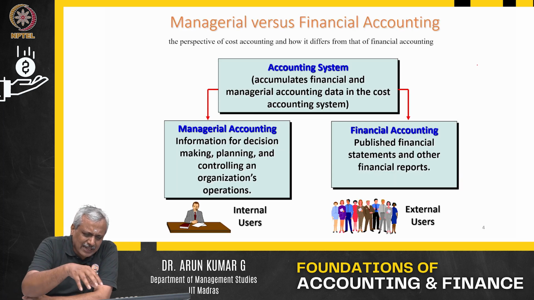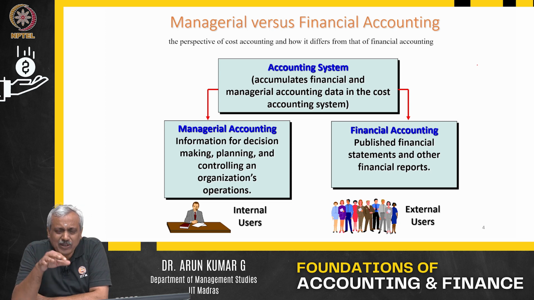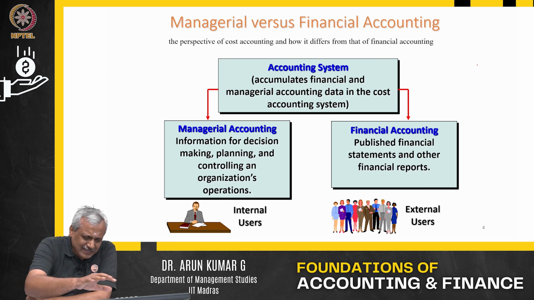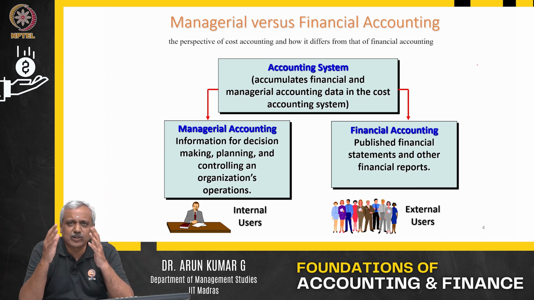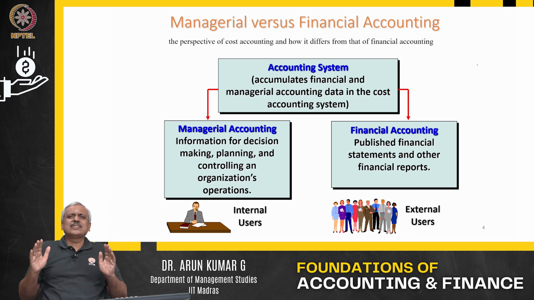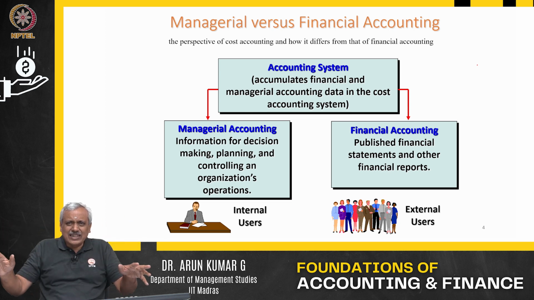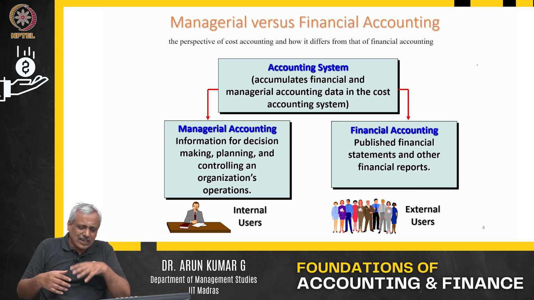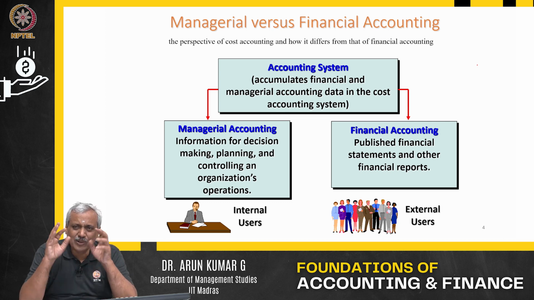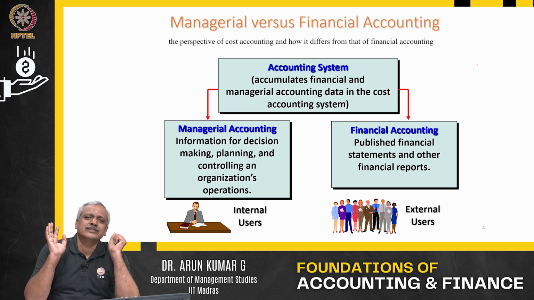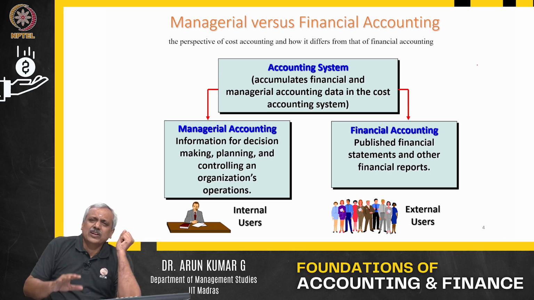I am getting a little deeper into it, re-emphasizing the same thing I talked about. An accounting system is a broad umbrella. It accumulates the financial and management accounting data, all that information. The accounting system is divided into two parts. What you see on the right is financial accounting, and what you see on the left is management accounting. Financial accounting produces financial statements for external users, where stakeholders are very high. Management accounting is used internally by the organization.